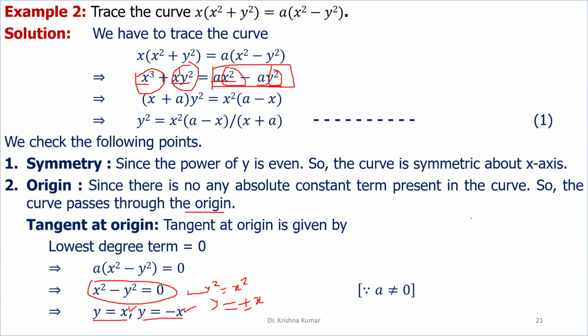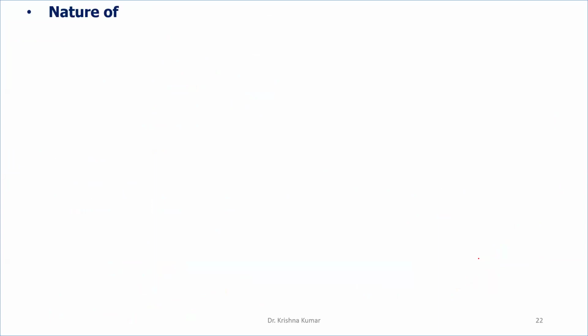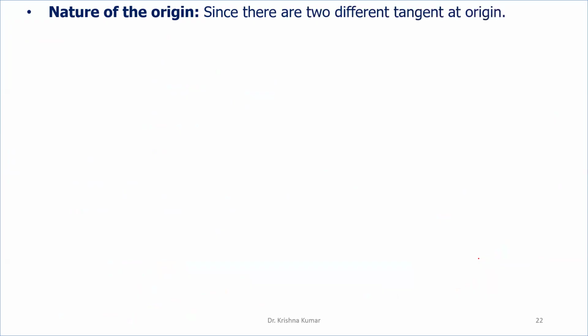If we want to trace this, this is the y-axis, this is the x-axis, and this is the tangent y equal to x, and this is the tangent y equal to minus x. So these are two tangents at origin. Now, since at origin we are getting two different tangents, therefore the nature of origin is node.